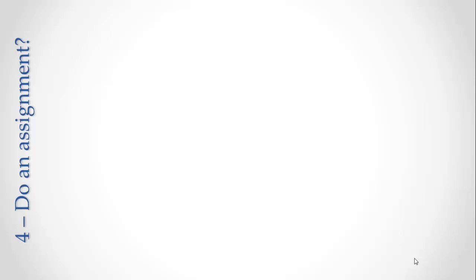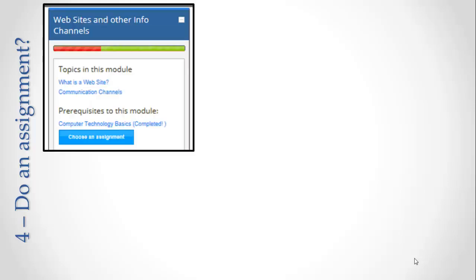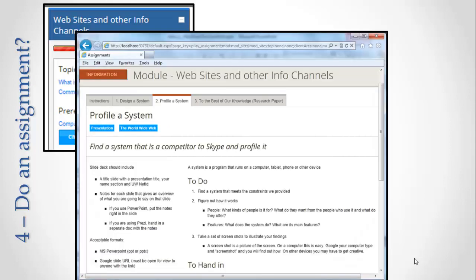So you're ready to do an assignment? Let's do an assignment in the module that we've been working with. Notice that now, since we've finished the quiz, we're eligible to choose an assignment. So our big blue button changes to choose an assignment. When you click the big blue button, you go to a screen that looks like this, and it gives you a choice for that module of 3 assignments. In this case, we have Design a System is assignment 1, Profile a System is number 2, and to the best of our knowledge, Research Paper is a possibility number 3. Of those 3, you can choose whichever one you want.